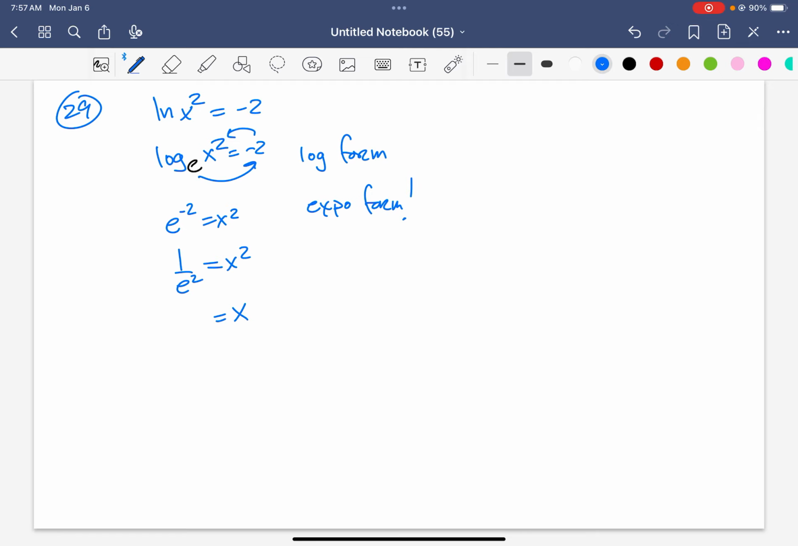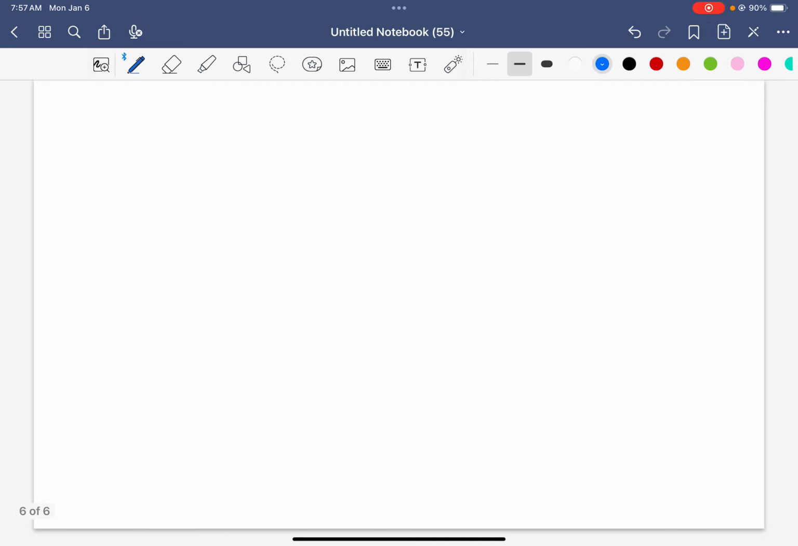And then you can just take the square root of both sides and you get plus or minus 1 over e. Because you take the square root of both sides, and don't forget plus or minus. That's 29. Then I'll look at 31.